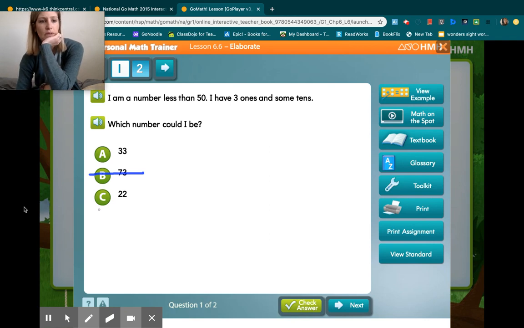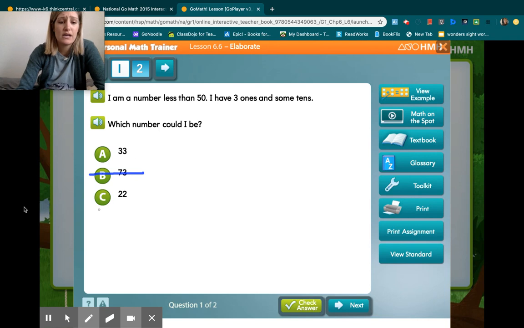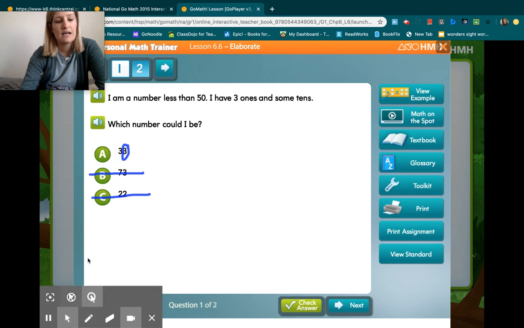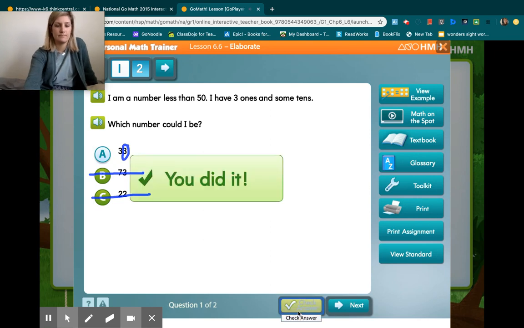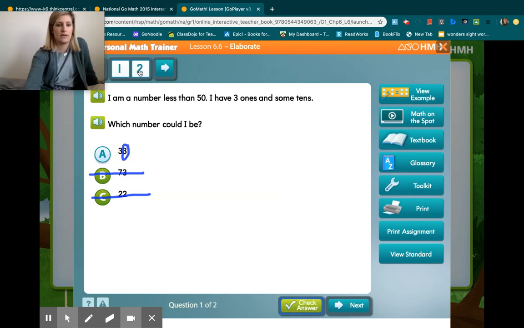All right. Now let's see what else we know. I have 3 ones and some tens. So do we know how many tens? No. So we're going to have to use the ones to help us figure it out. Let's try and find the number here that has a 3 in the one spot, which is the right-hand spot. No 3 in this spot, but this one does have a 3 in the one spot. So I think our answer is 33. Let's check it out. You did it! Awesome. Let's see what number 2 has for us.